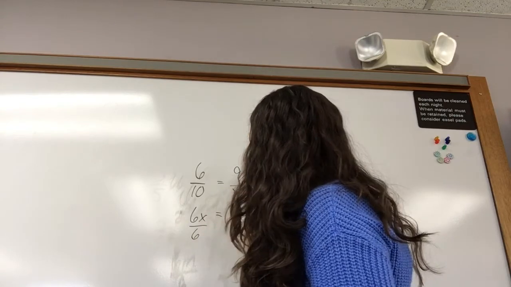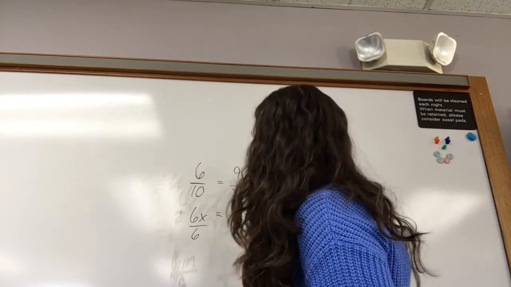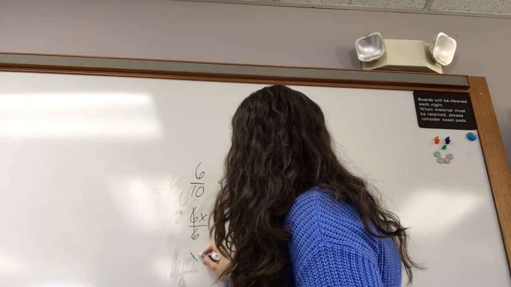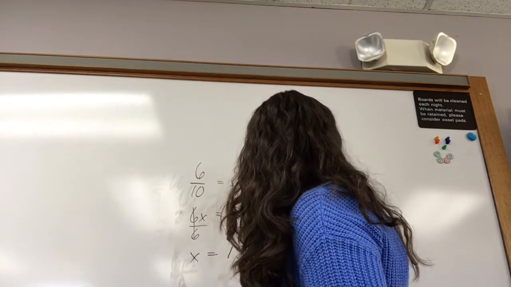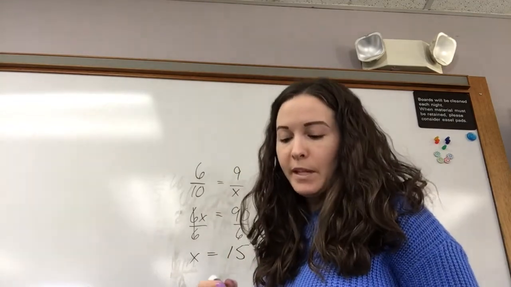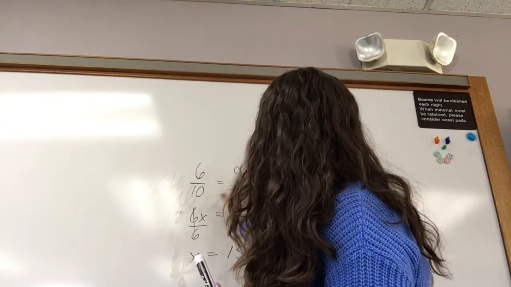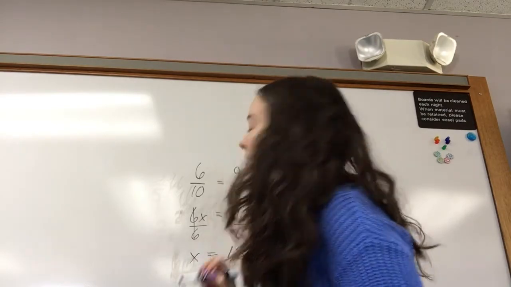Divide 6x by 6. Divide 90 by 6, and similar to our other problem, take away the 6, so then x equals 90 divided by 6, which is 15. So the missing term there is 15, so we could change our proportion to say that 6 is to 10 as 9 is to 15.